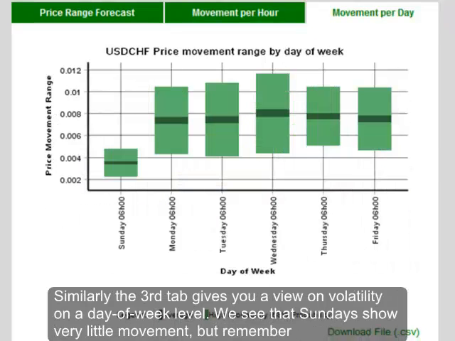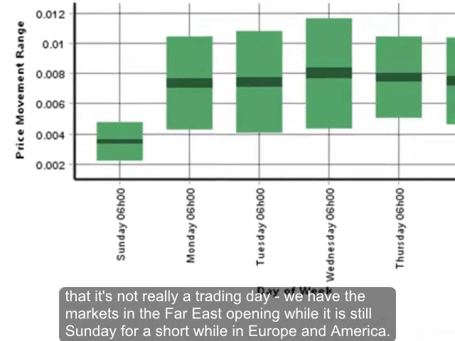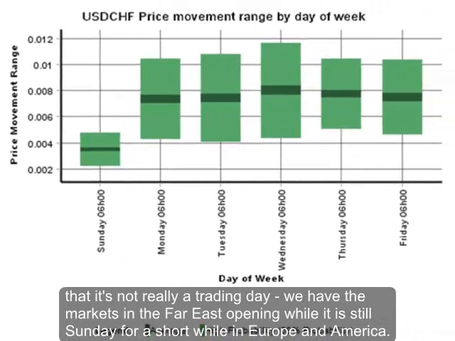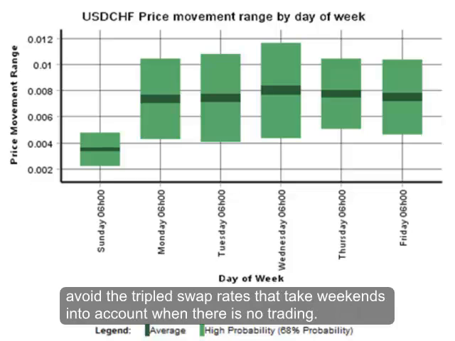Similarly, the third tab gives you a view on volatility on a day of week level. We see that Sundays show very little movement, but remember that it's not really a trading day. We have the markets in the Far East opening while it's still Sunday for a short while in Europe and America. Wednesdays are often more volatile for Forex traders as more positions are opened and closed to respectively benefit from or avoid the tripled swap rates that take weekends into account when there is no trading.